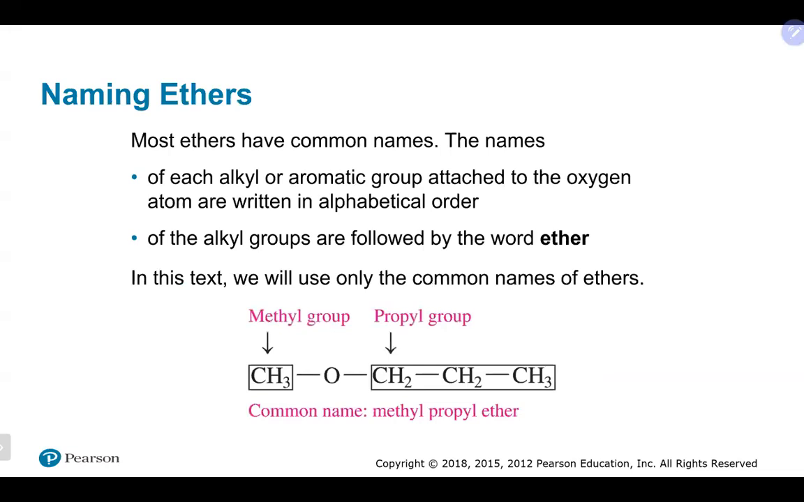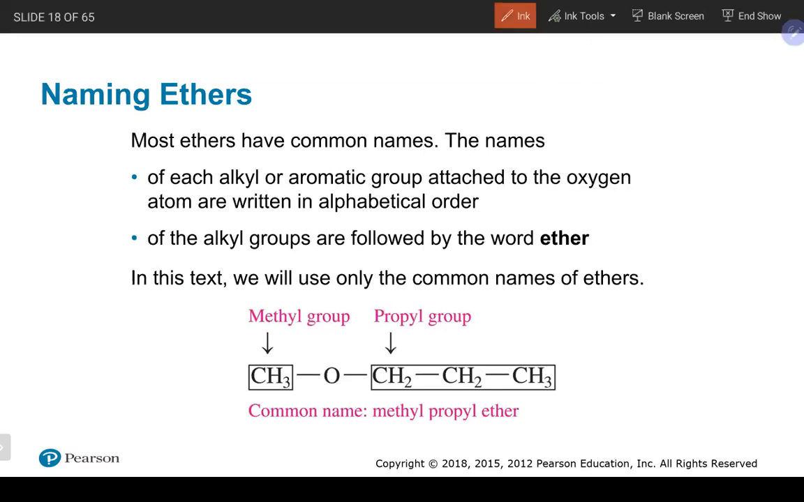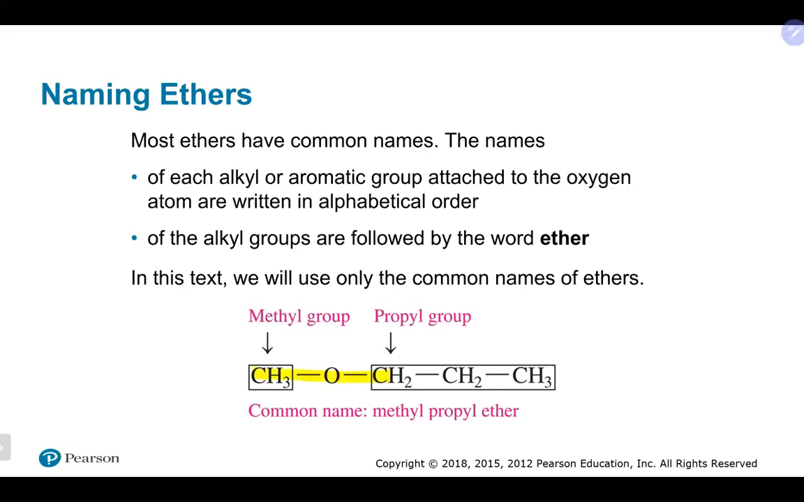And that's what we see here. Looking at this example, again, this is our ether part there, carbon, oxygen, carbon. To the right here, we have a 3-carbon group, which is propane or propyl. To the left, we have a 1-carbon group, which is methyl, again in alphabetical order. That's how we get to methyl propyl, ether at the end of it. So not too bad. Methyl propyl ether would be that one.